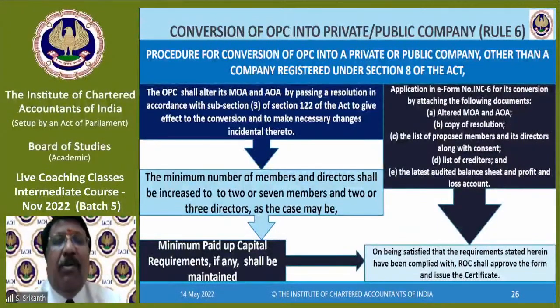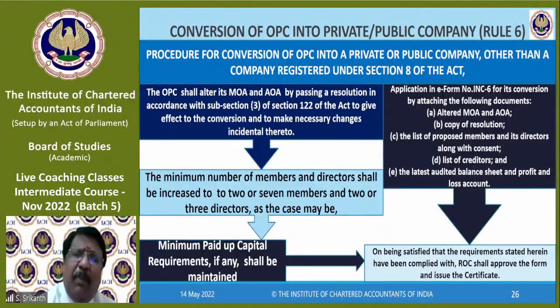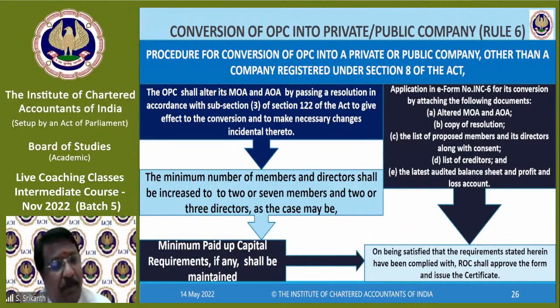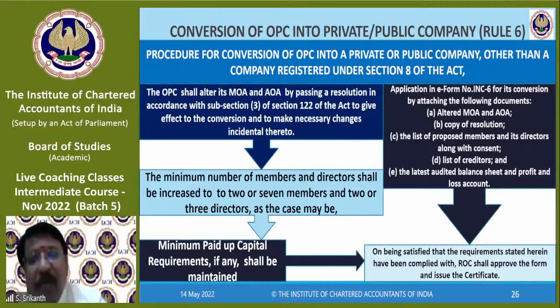Now, the minimum number of members and directors shall be increased. The minimum number for a private company is 2 directors. Minimum number for a public company is 3 directors. And the minimum number of members for a private company is 2, 7 for a public. So you have to increase the number. Minimum paid up capital requirements, if any, shall be maintained in case it's not there. All this is to be done.